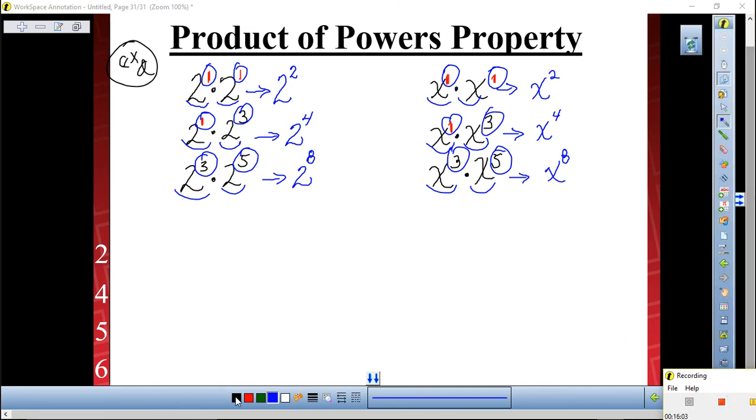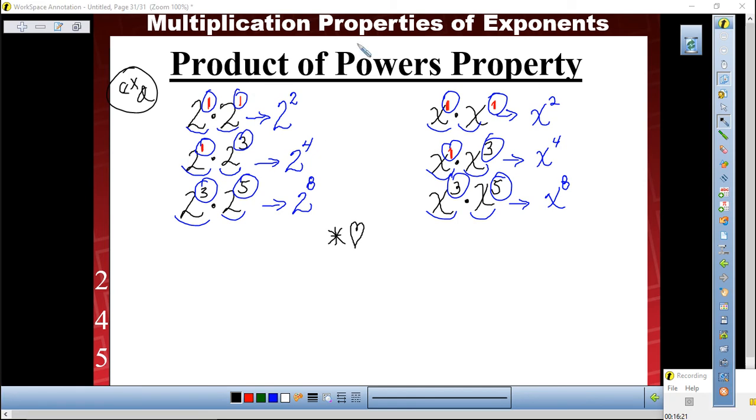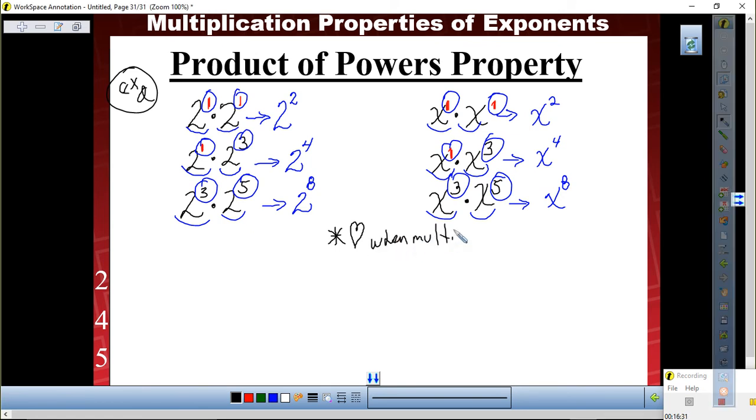So, let's write a definition here. In the center, put an asterisk, and then draw a heart, so we don't forget. And this lesson, what was the title for the lesson? Let's see, what did we have? Multiplication properties. So what operation are we doing with these? Multiplication. So let's start it off: when multiplying. When multiplying what? What are we multiplying?